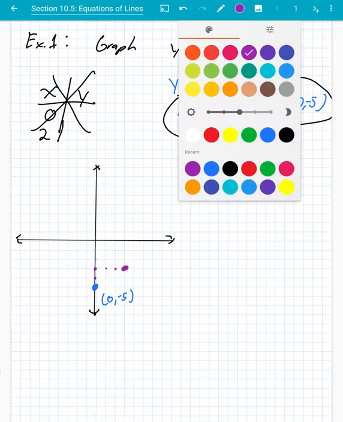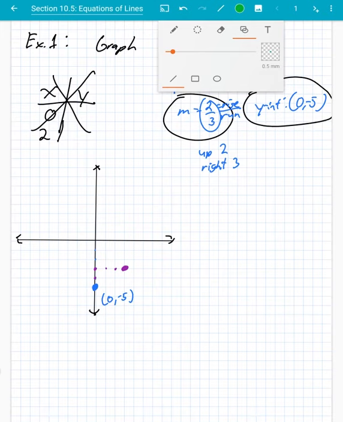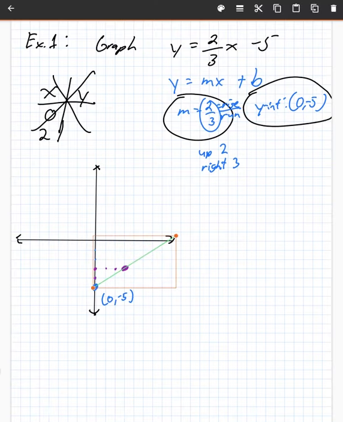And remember, we only need 2 points to make a line. So let's go ahead and connect those. And you want to use a straight edge, of course. I'm using the computer method.